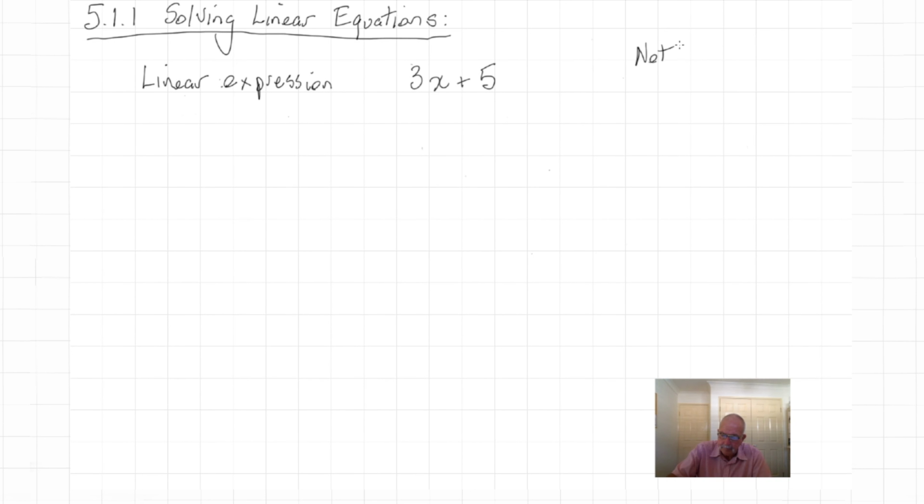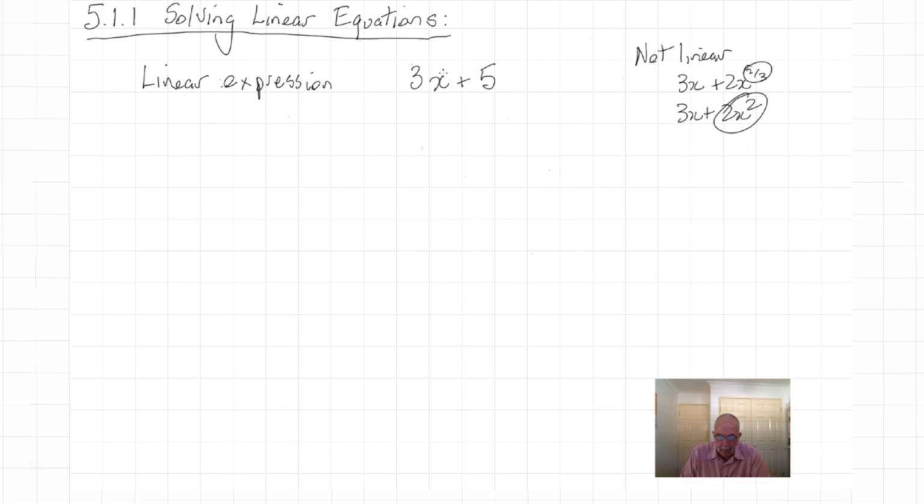Not linear is when you've got fractional indexes. So if you had 3x plus 2x to the 2/3, that's not linear because powers of x have to be, for a linear equation, whole numbers, and this is not a whole number. 3x plus 2x squared, that's not linear because the highest power of x here is 2. So a linear expression is where the highest integer power is equal to 1.